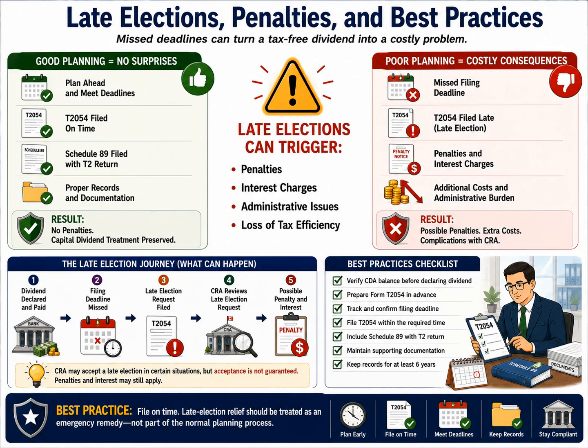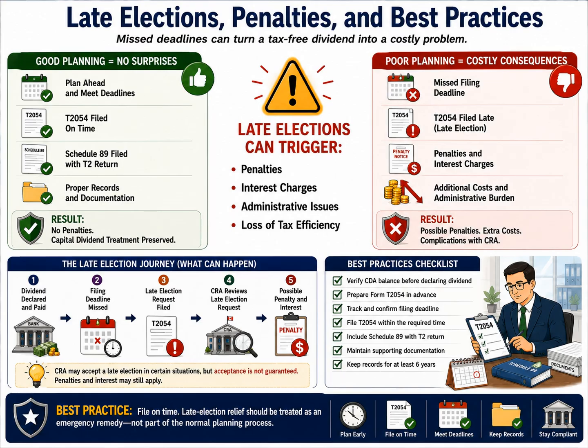A dividend is declared and paid. The filing deadline is overlooked. The corporation realizes the election was not submitted on time. A late election request may then be filed. CRA reviews the request, and depending on the facts, penalties or other consequences may apply.